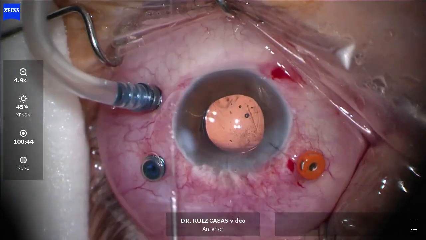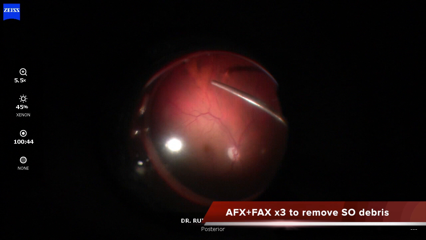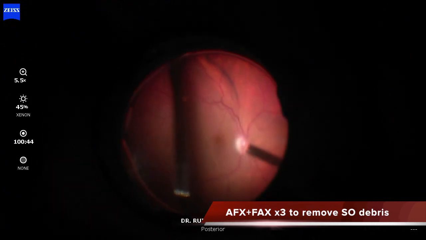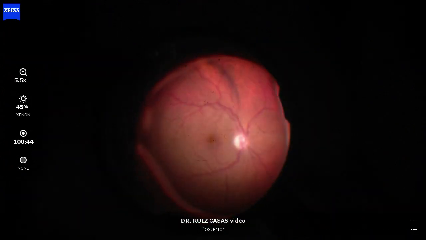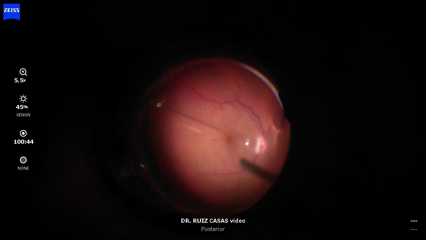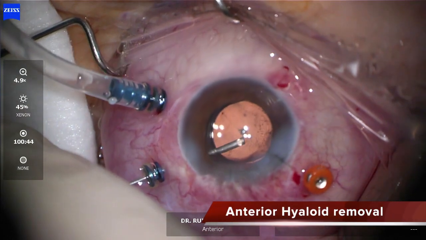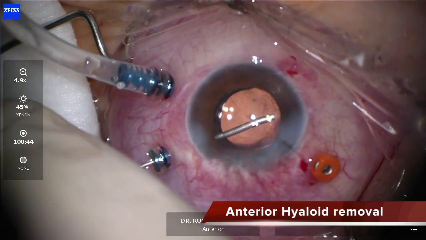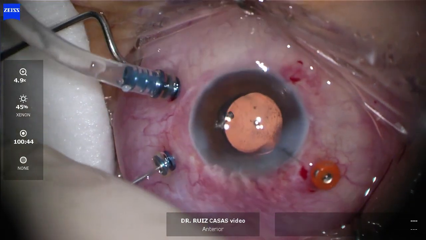And now I'm doing the fluid exchange, air fluid exchange, 3 times to remove the debris of the silicone oil. And finally, in this case, I'm leaving BSS, and I'm also removing the anterior hyaloid that was filled with debris of the infection.